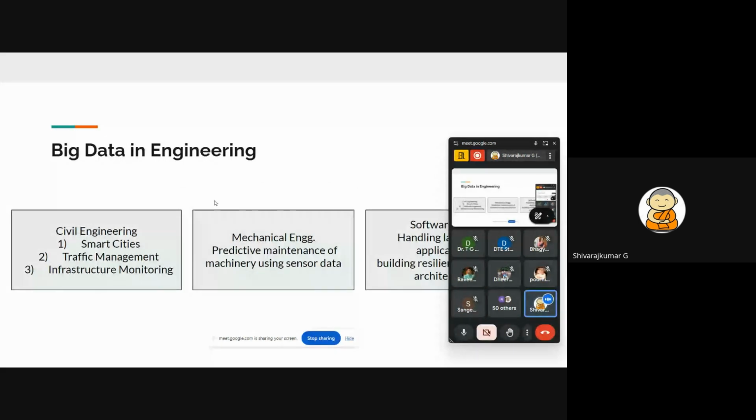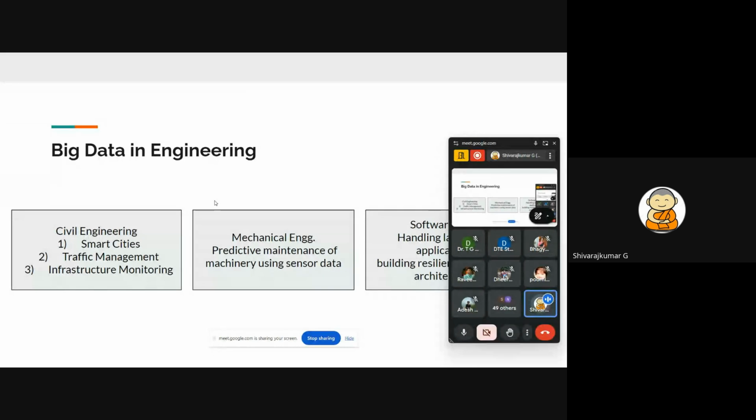When it comes to engineering, big data is mainly used for analysis. Analysis is a very important part that we use everywhere. Here I am giving some examples. Later we will discuss in much more detail how we can apply big data in different areas.